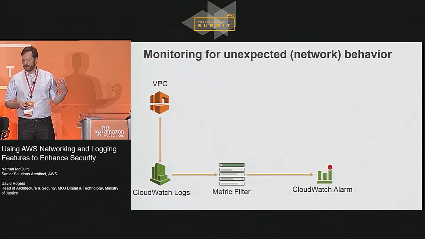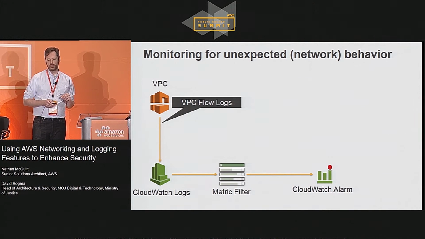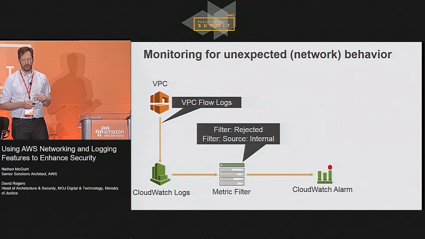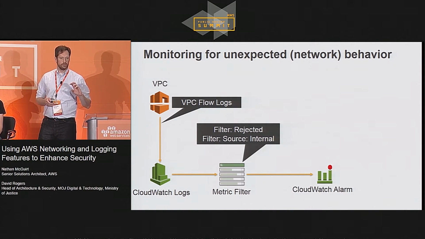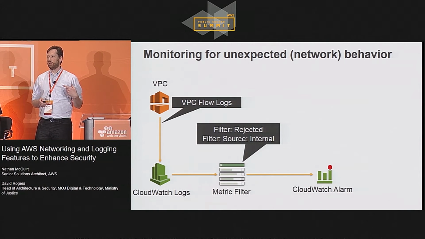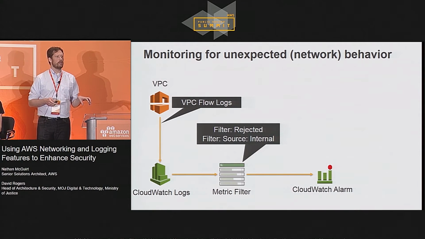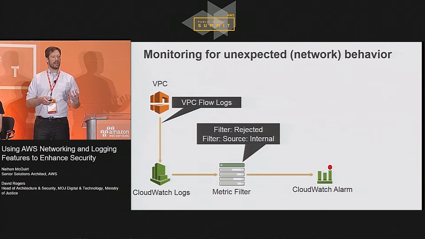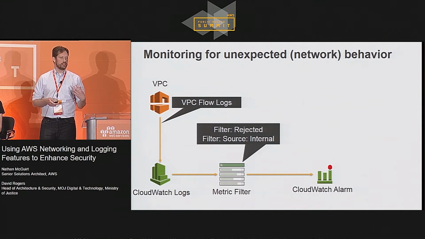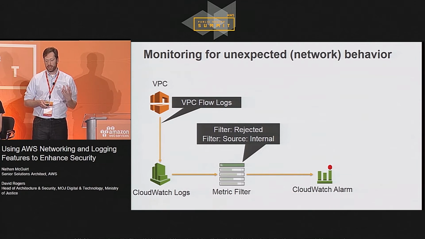Monitoring for unexpected network behavior. Same kind of thing. We hinted at this earlier, right? VPC Flow Logs can be sent to CloudWatch Logs. We can set up filters to say, I want to search that log of traffic. I want to look for rejected packets. Maybe not on my DMZ, because I get a lot of rejected packets to my DMZ. I assume you do too. But within my environment, that shouldn't happen often. I shouldn't have a lot of rejected packets between my database servers. That probably means something's up if that starts happening.